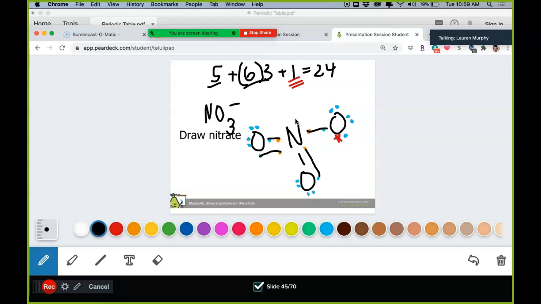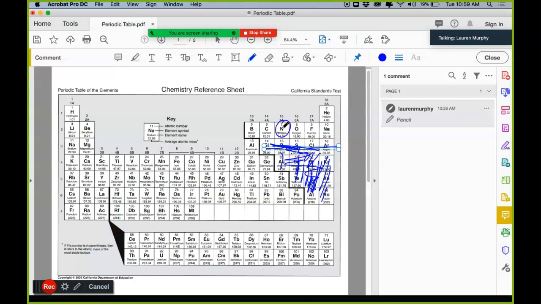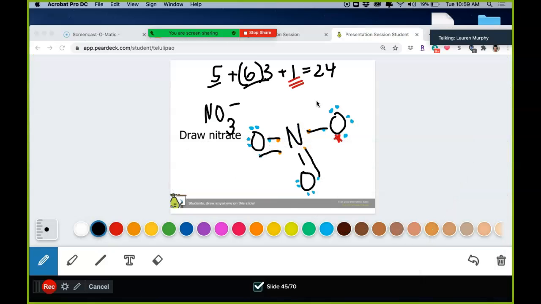Yep, nitrogen is not a period 3 element. It does not get to have an expanded octet. Phosphorus, sure, but not nitrogen. You cannot do that with any element that's not in period 3 or below. So this is not allowed.